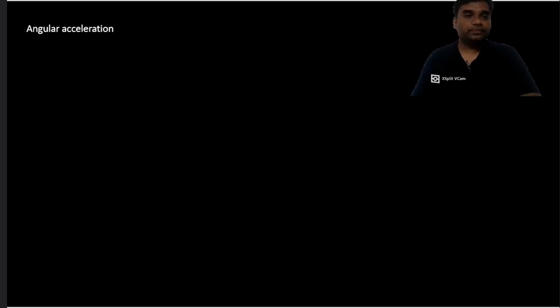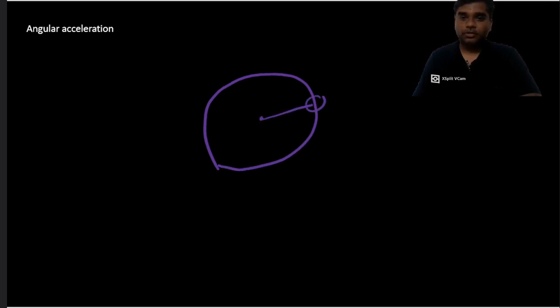Suppose this is the circle, center and the object. When the particle travels along this path, its direction continuously changes. The direction of the velocity vector continuously changes. Second, it has a certain omega.